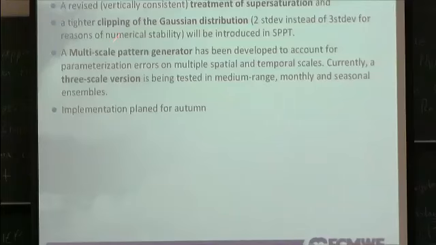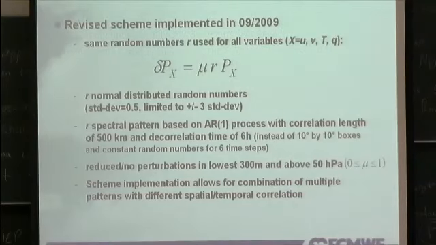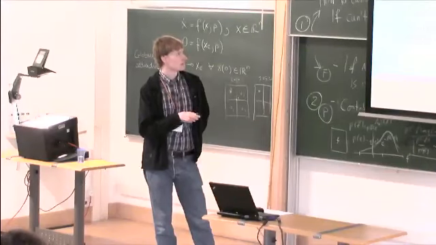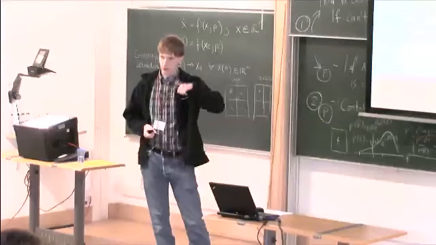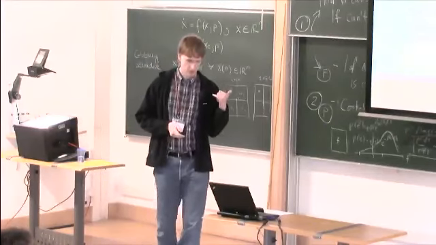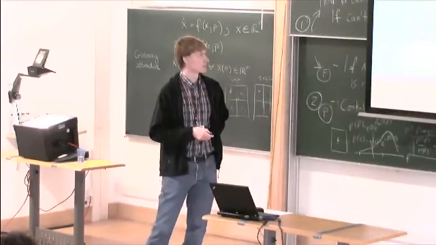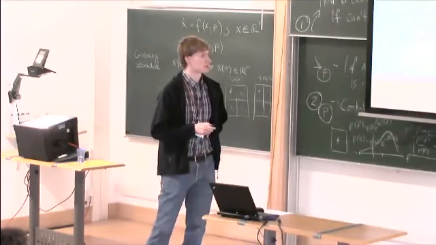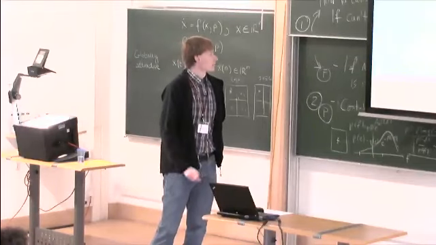And there was another problem with small numerical instabilities. If the random number was -1, then you switch the sign of the parameterized tendencies, and that can lead to instabilities. So that's done as well.